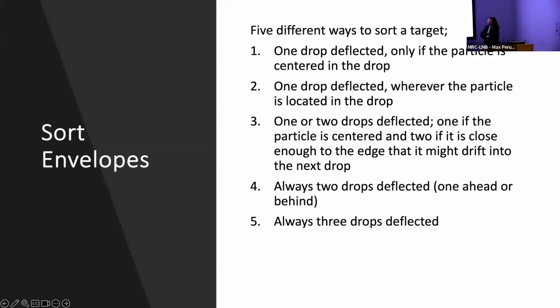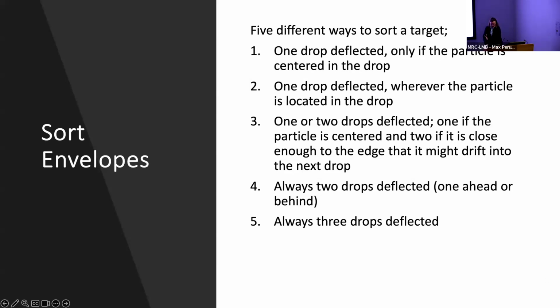So I mentioned these sort envelopes, 3-drop, 1-drop. What does this mean? In addition, there are 5 different ways to sort a target. The first one is 1 drop deflected only if the particle is centered in the drop, as I mentioned in the single cell mode. We can also adjust the envelope itself, where a drop is deflected wherever the particle is located in the drop, similar to the purity mode. And then we can go beyond that, where we do 1 or 2 drops deflected, 1 if it's centered, and 2 if it's close enough to the edge that it might drift. Always 2 drops deflected, 1 ahead or behind, and always 3 drops deflected.